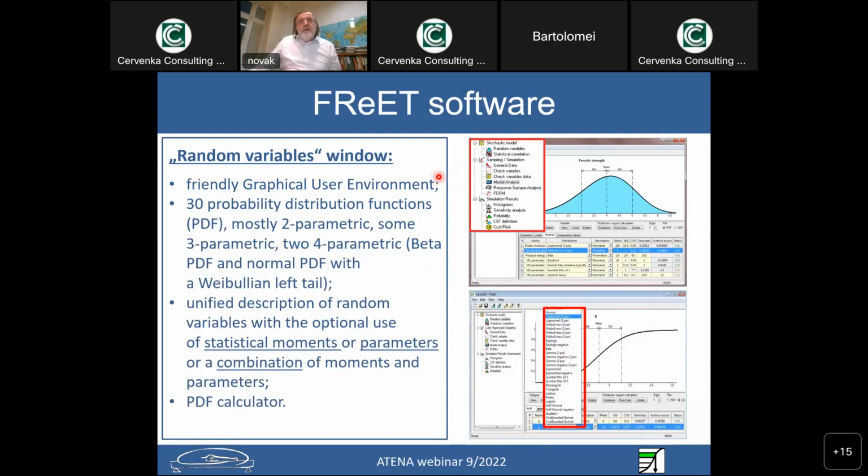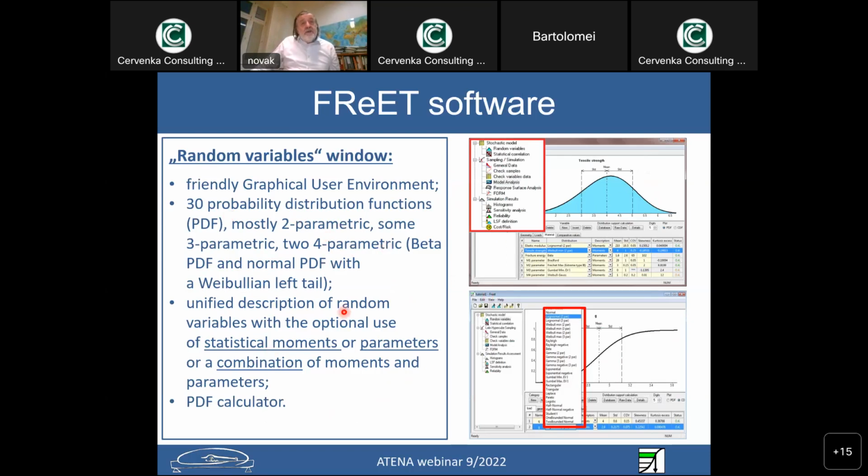So these are the windows of the FReET software. You can see here, let's say, a tree window where you operate the software. Here is a communication window where you type your input data, and here is a picture window where you see what is an input or result, right? So first of all, the random variables window. It has a friendly graphical user environment, and we can use more than 30 probability distribution functions, mostly 2-parametric, some of them 3-parametric, like the Weibull distribution, some of them even 4-parametric distributions, like beta, very flexible probability distributions.